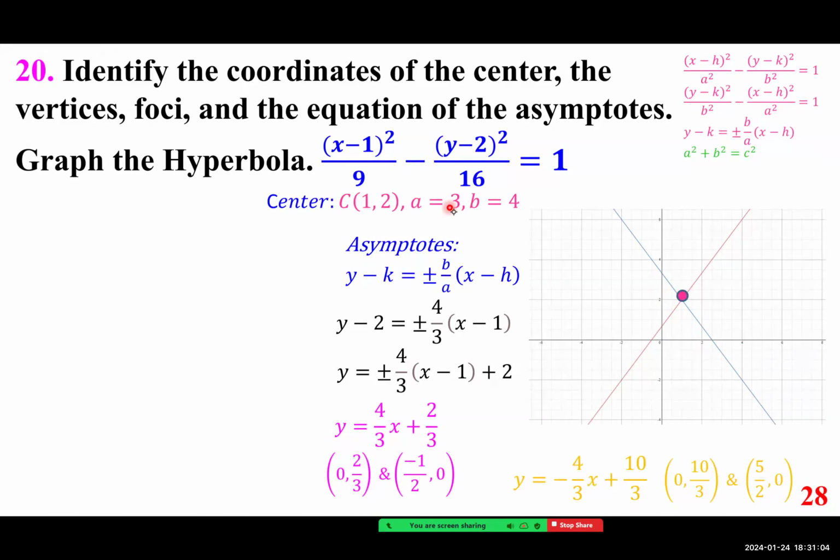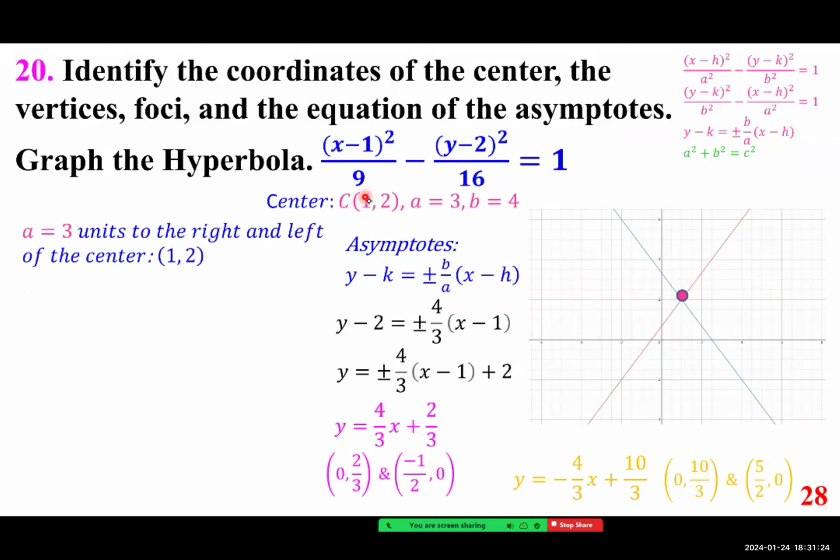Now, a is 3. So if a is 3, and this opens sideways, right? We are going to start from the center and go a units, meaning 3 units, to the right and to the left. To the right of this, you add 3 to 1, you get 4, 2. To the left of this, you subtract 1 minus 3, negative 2, 2. So you get those 2 points, okay? So 3 to the right, 3 to the left.